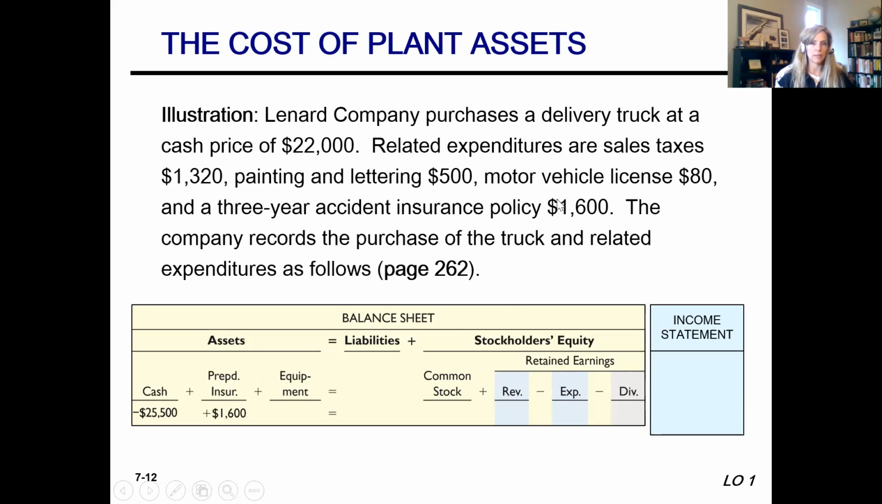Now, the other one was this prepaid. So this is insurance. This hasn't actually been used yet because I bought it today and I bought the truck today. So I haven't used any of the insurance yet. So I've just prepaid for a $1,600 3-year accident insurance policy. I have to recognize the use of this asset every time. That 1/36 of the payment will be recognized every month because I'm using that 1 month of insurance. It's sort of this adjusting entry that we have, and it doesn't impact cash.